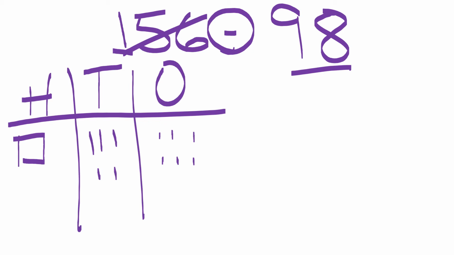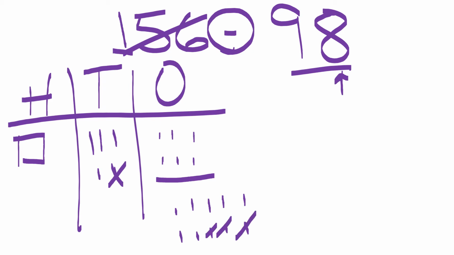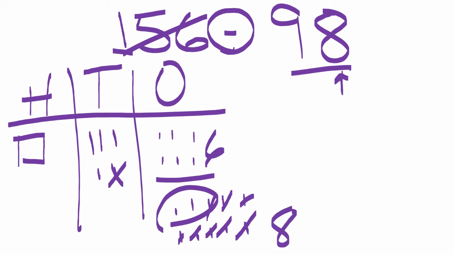The first thing I do is I look at my ones and I have 8. But I do not have 8 over here. I only have 6. So I'm going to break up a 10 and I have 1, 2, 3, 4, 5, 6, 7, 8, 9, 10. Now I have enough that I can go ahead and subtract the 8. So I'm going to cross off my 8 and I'm left with the 6 plus the 2. So that gives me 8 here.